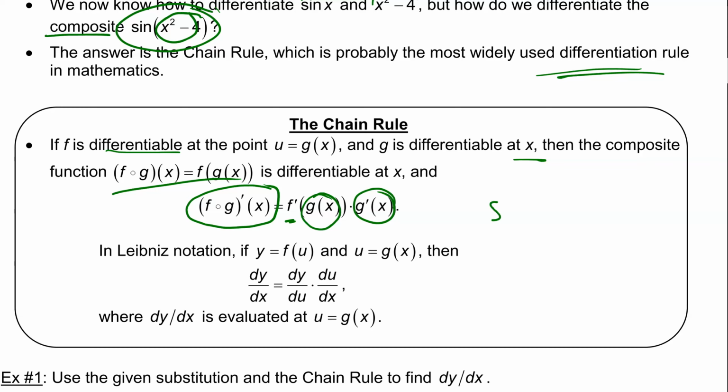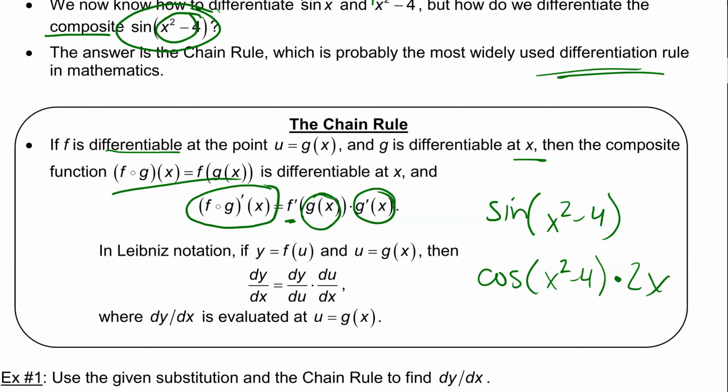So if I want to take the derivative of sine of x squared minus 4, I start by doing the derivative of the outside. What's the derivative of sine? Cosine. So it's cosine times whatever. I keep the inside. And then I multiply by the derivative of what's inside. So what's the derivative of x squared minus 4? 2x. So the derivative would be 2x times cosine of x squared minus 4. So it's the derivative of the outside times the derivative of the inside.